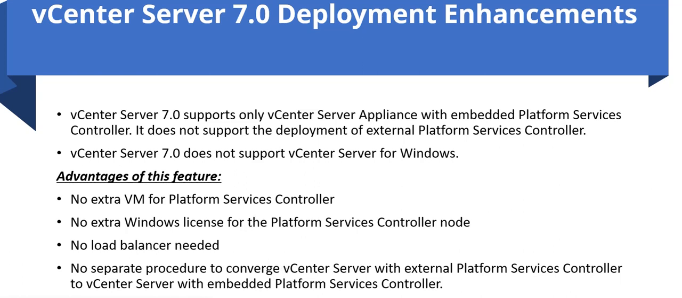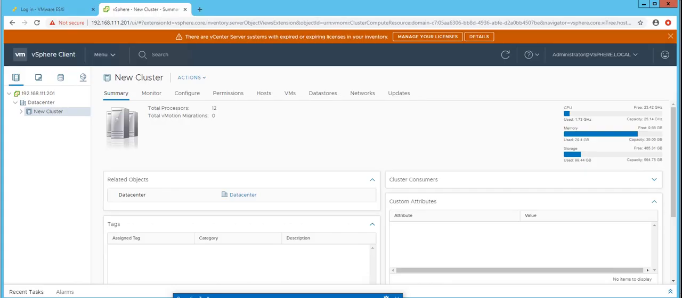So with this, I'll quickly move on to my vCenter server, which is running on 6.7 with an external platform service controller, and I'll try to perform the converged upgrade through the UI installer. This is my vCenter server, and I have a plain data center and cluster, with one ESXi host and a couple of virtual machines in it. It's a basic inventory, and I have an evaluation license.